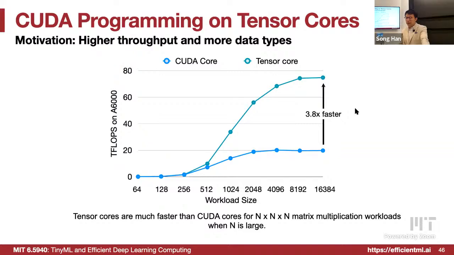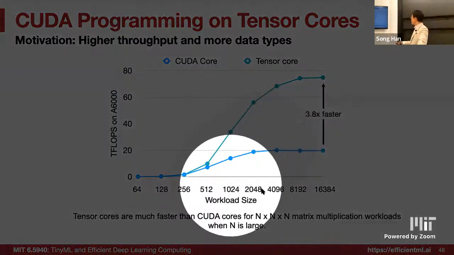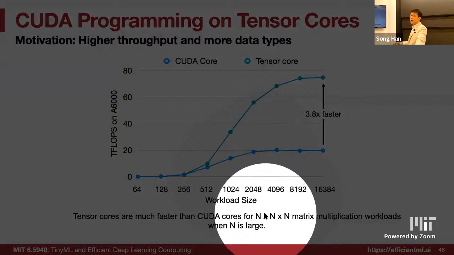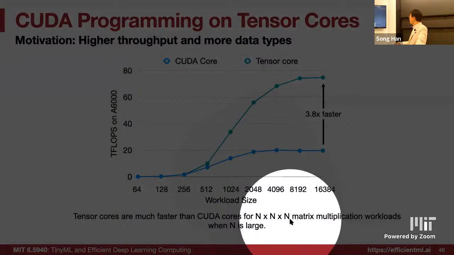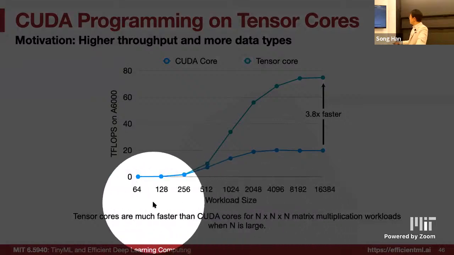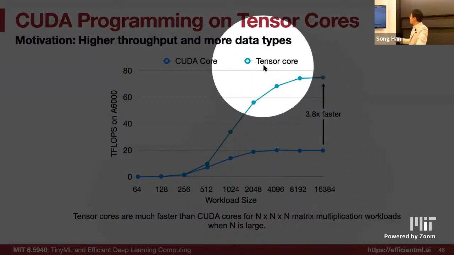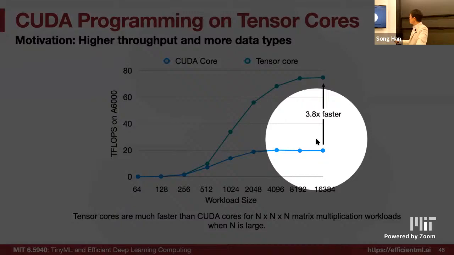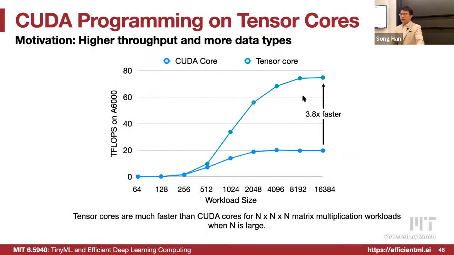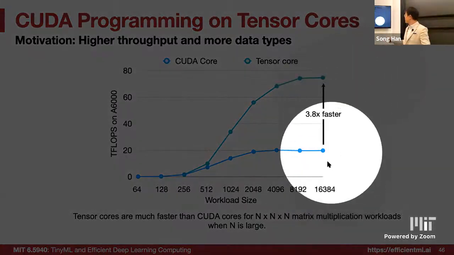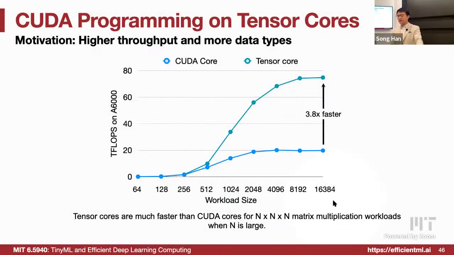And here is comparing when you have different workload sizes. By workload size, we mean the dimension of the matrix multiplication, n by n by n matrix multiplication. As n gets larger and larger, the speedup between the CUDA core and tensor core, the gap is getting larger and larger. So tensor core is very good at processing these large matrix multiplications. So here up to 3.8 times faster compared with the CUDA core.